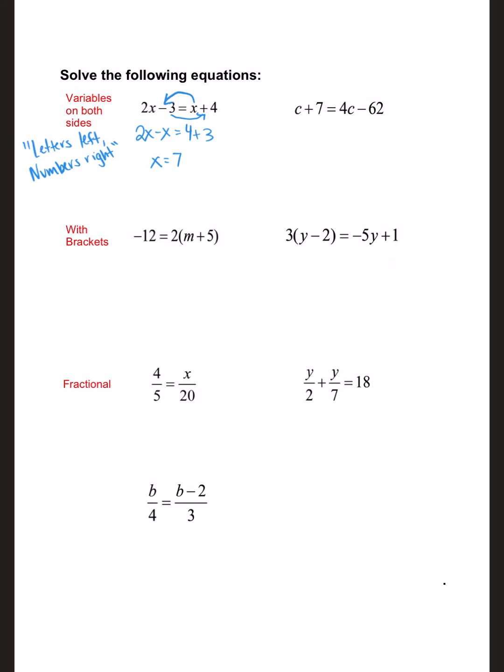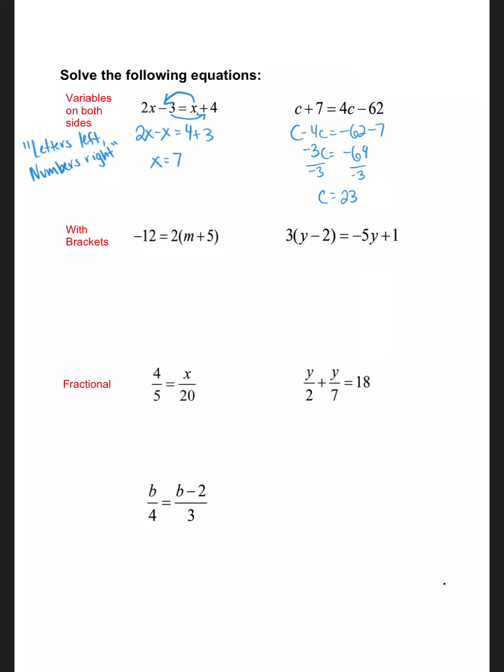c plus 7 equals 4c minus 62. Okay, so there's the solution for the next one. We got all the c's to the left, we got the numbers or the constants to the right, and then we had kind of a one-step equation to simplify to c equals 23.